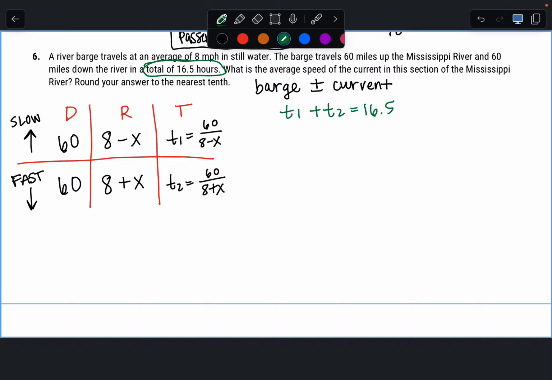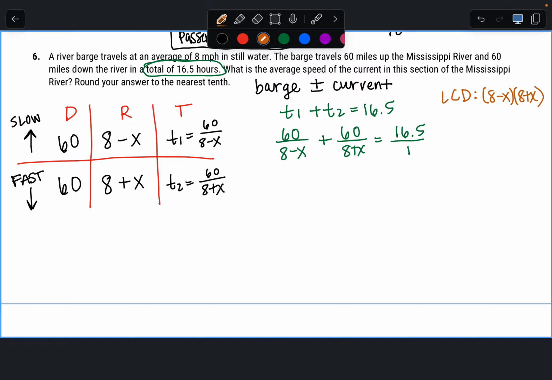So I'm going to fill in what I know. We know 60 over 8 minus x plus 60 over 8 plus x is equal to 16.5 over 1, because anytime you have a whole number, you can treat it as if it is being divided by 1. What is my least common denominator? 8 minus x, 8 plus x.